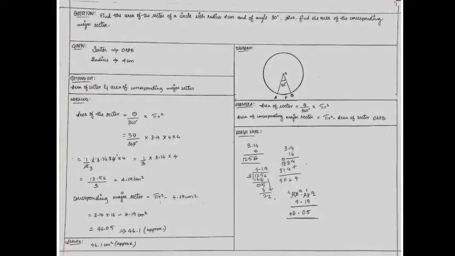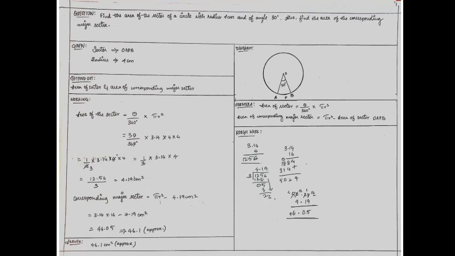Third question, find the area of the sector of a circle with radius 4 cm and of angle 30 degree. Also find the area of the corresponding major sector. In this question, they have given that OAPB is the sector and radius is 4 cm. Now we are going to find out the area of the sector and the area of the corresponding major sector.